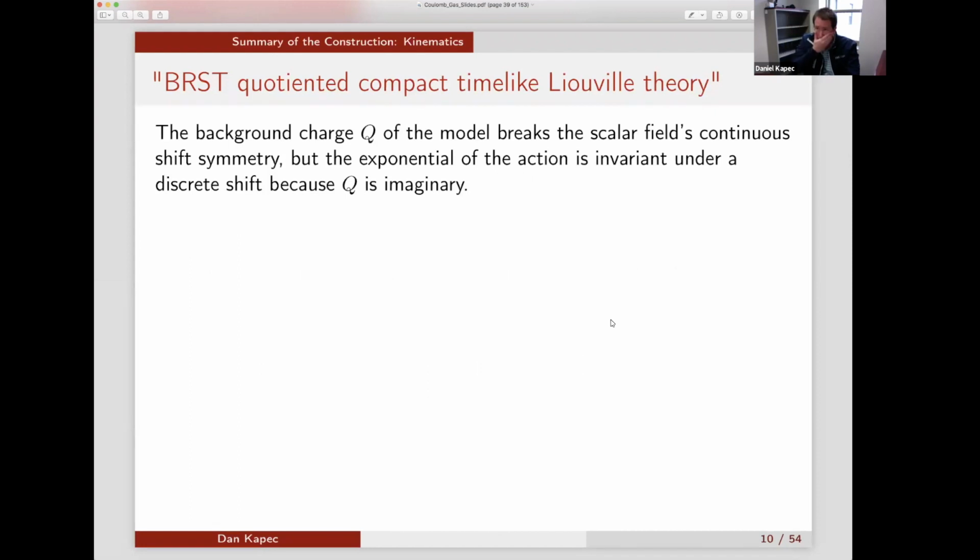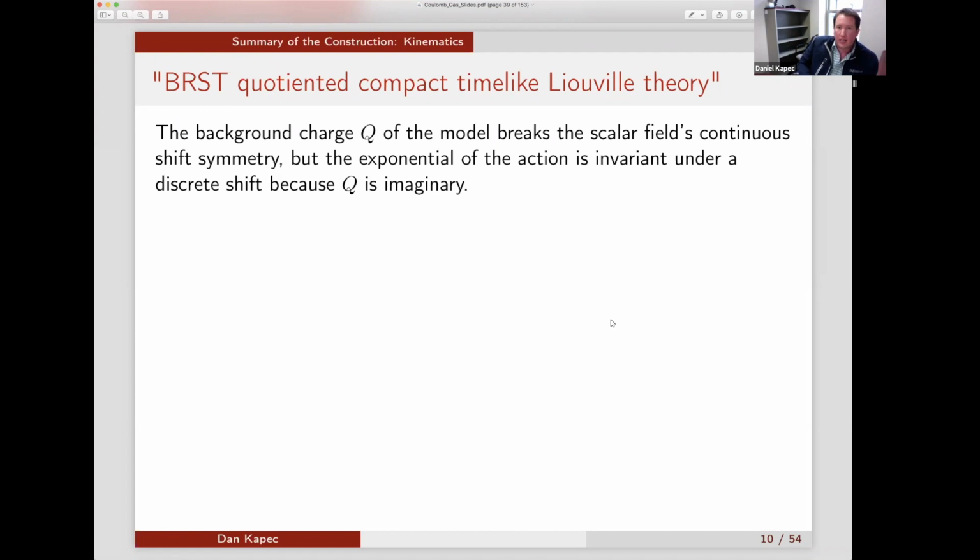Okay, so the model that we're going to end up discussing is, you could call it, a BRST quotiented compact time-like Liouville theory. And that's obviously a mouthful. We're going to try and sort of unpack it step by step. But I want to give you a roadmap for where we're going so that there aren't any big surprises along the way.